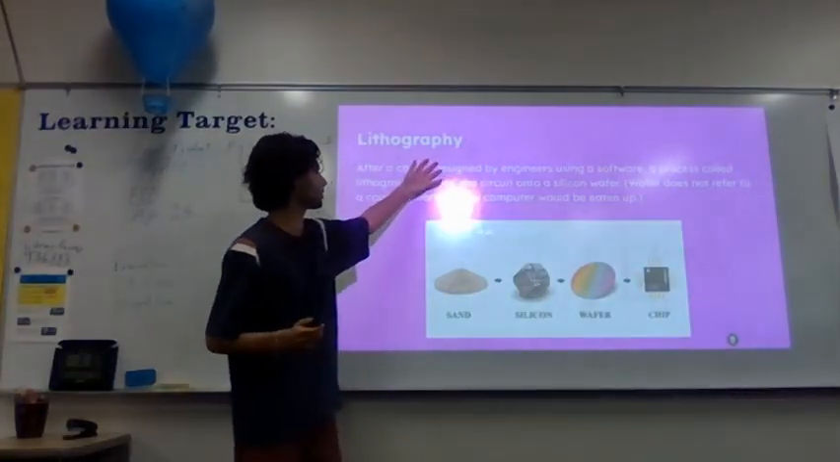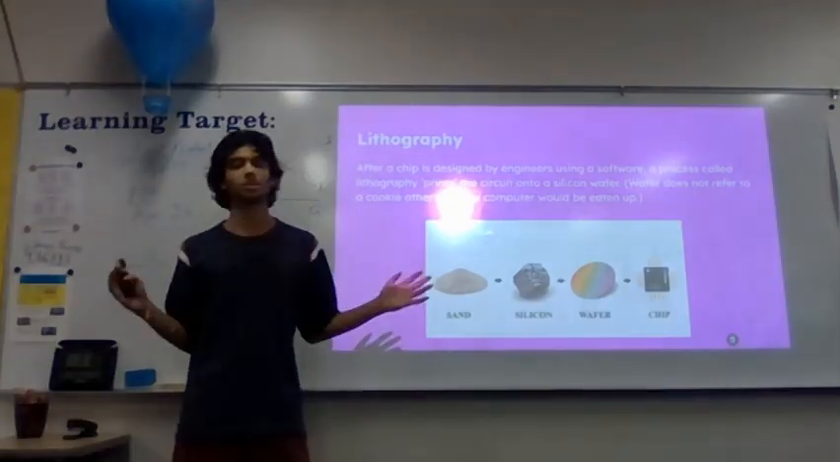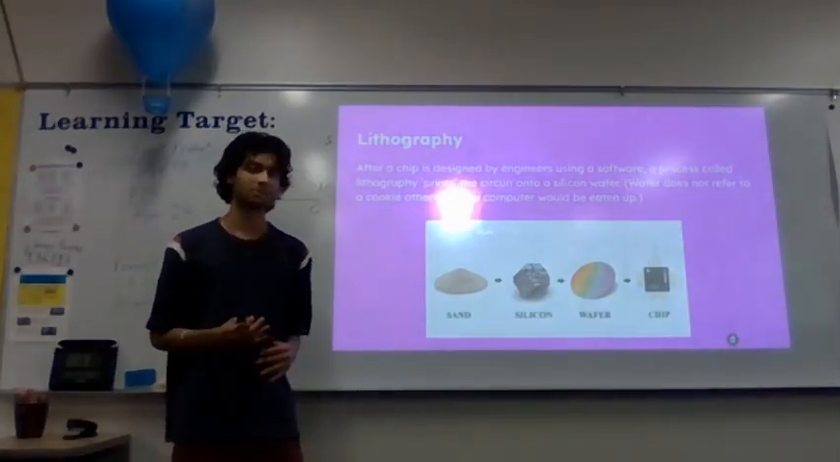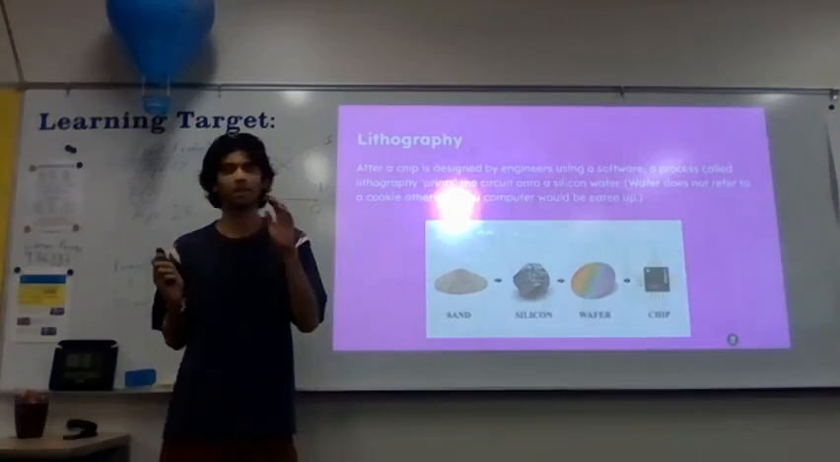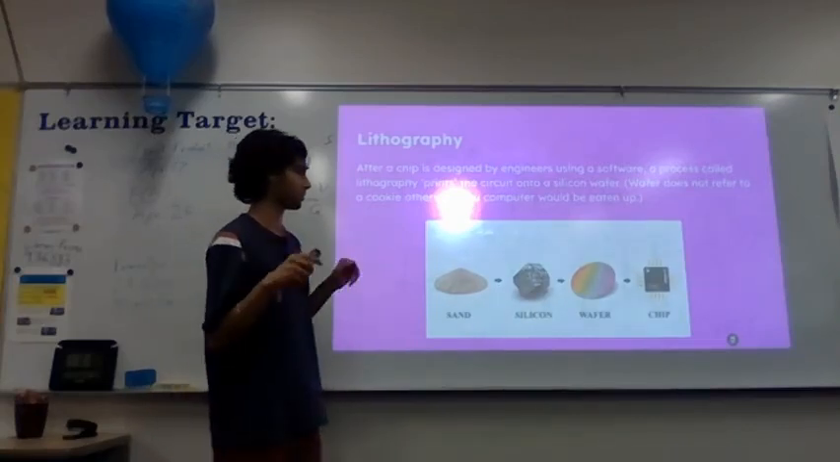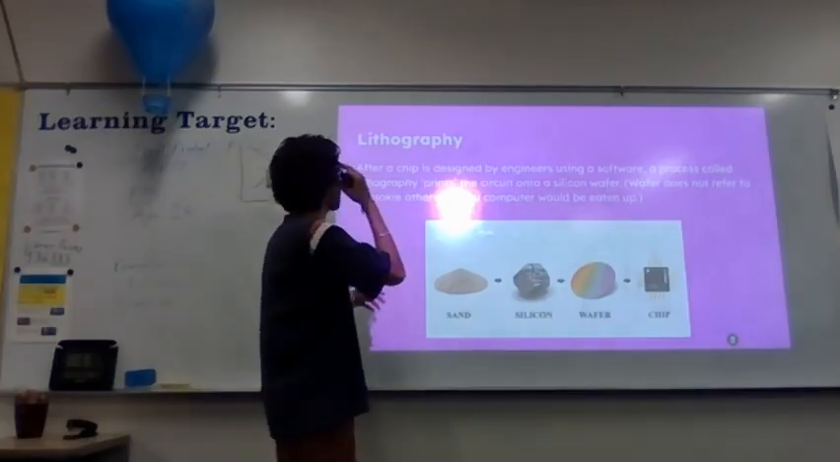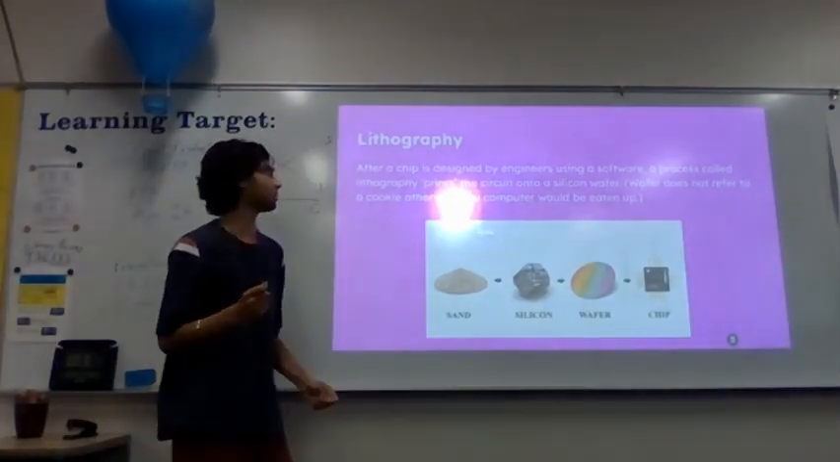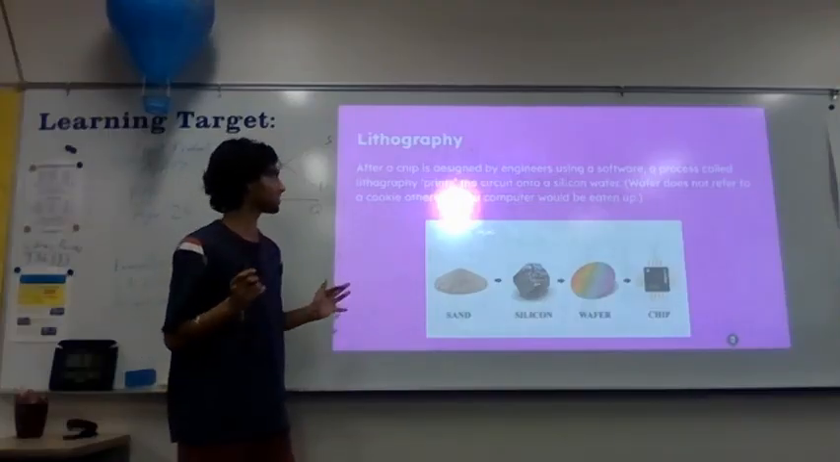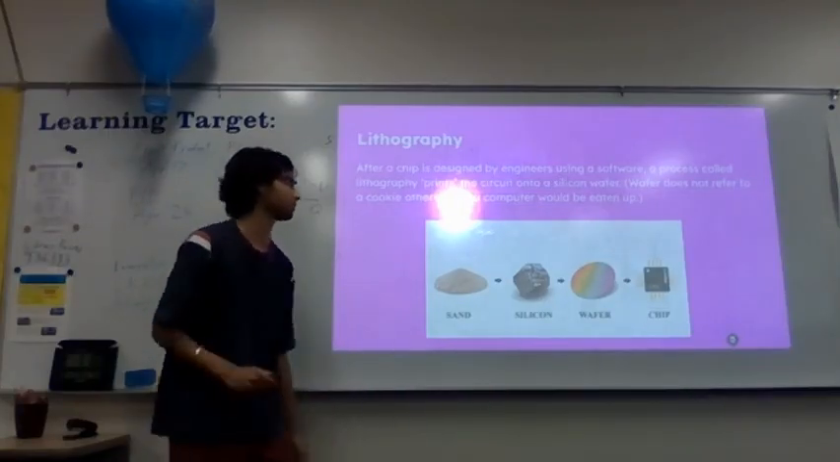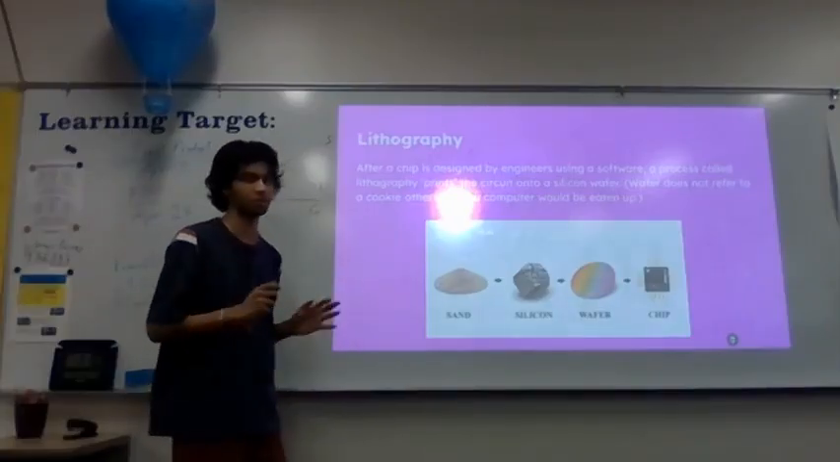So let's get to lithography now. This is the process by which chips are made. We use extreme ultraviolet lithography as our current process to make our chips. After a chip is designed by engineers using software, a process called lithography prints the circuit onto a silicon wafer. And these are not the cookies you eat.